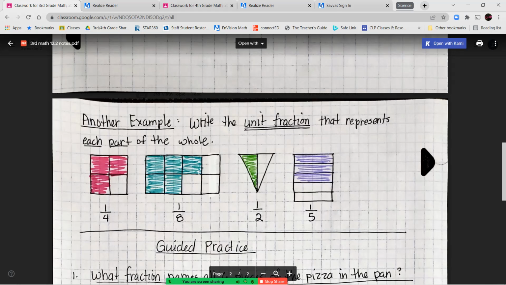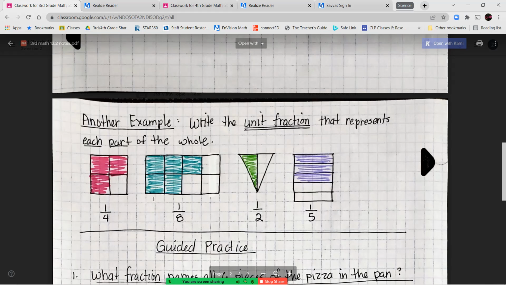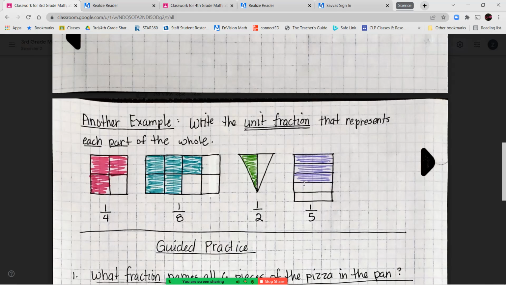Now, it didn't ask me to name the shaded region. This is why I tell you guys, pay really close attention to the directions that are being given, because you'll see something like this and you'll think you're supposed to do one thing, and unless you read the directions, you may get your answer completely wrong.